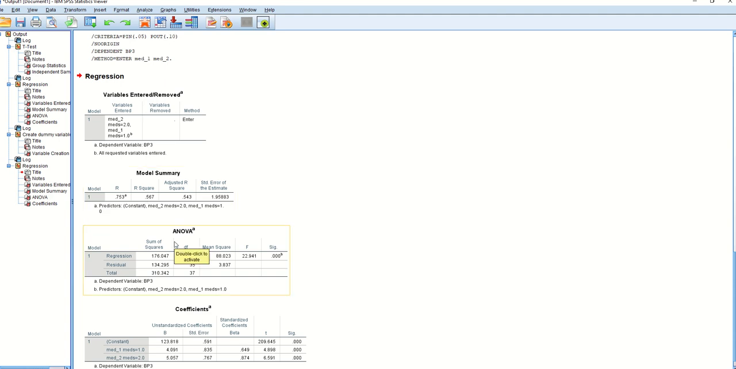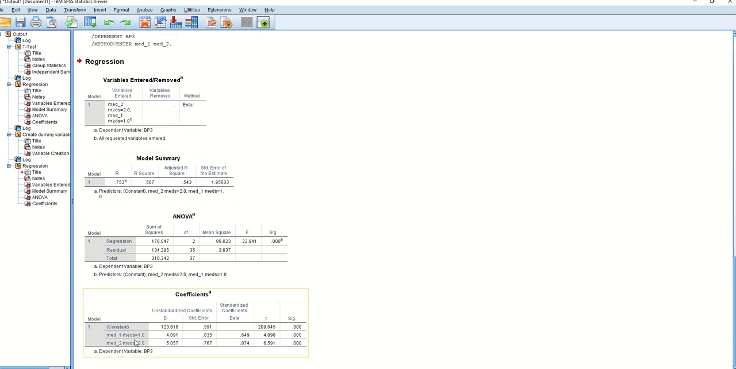The ANOVA table, you can see that it is statistically significant. It has 2 degrees of freedom because we included 2 dummy variables, and the p-value is 0.000, very, very small, statistically significant. Again, if you took the 176, which is the sum of square for regression, and you divide it by the 310, which is the total sum of square, that will give you the R square right there.